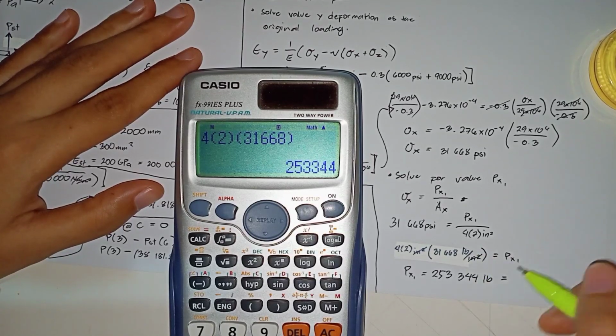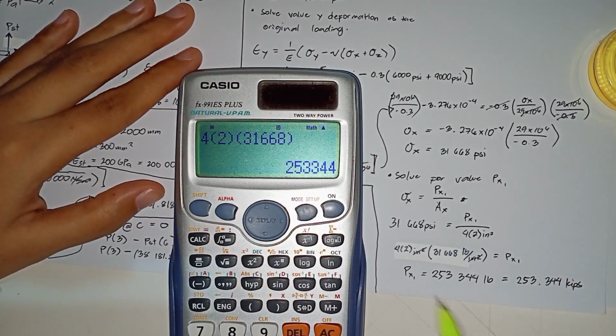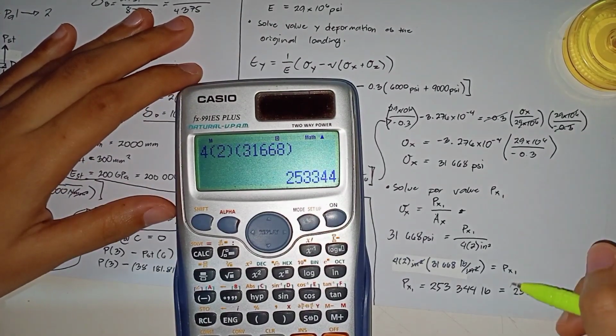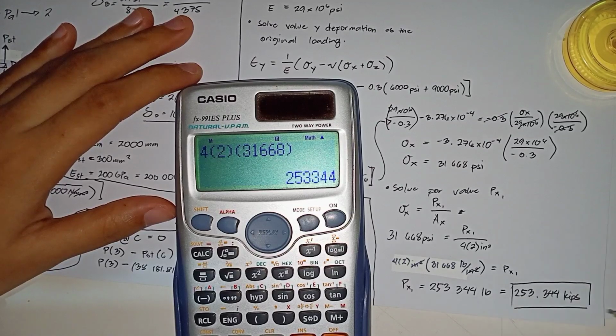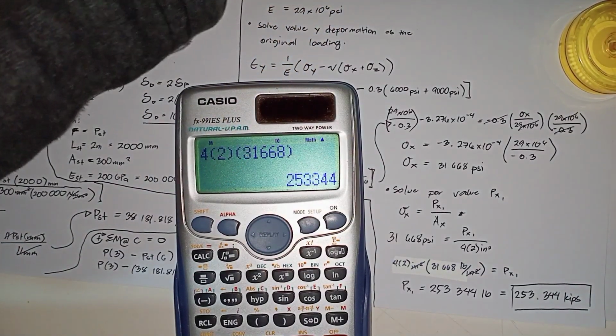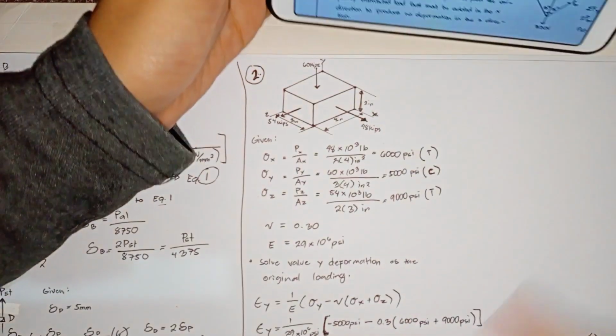Or, kung i-convert natin yan siya sa kips or kilopounds, is magiging 253.344 kips. Parang dinivide lang natin ito siya sa 1,000. Okay. So, now, this would be the answer natin doon. Sa first question, where ang hinahanap is yung value ni P of X, or yung value ni X.